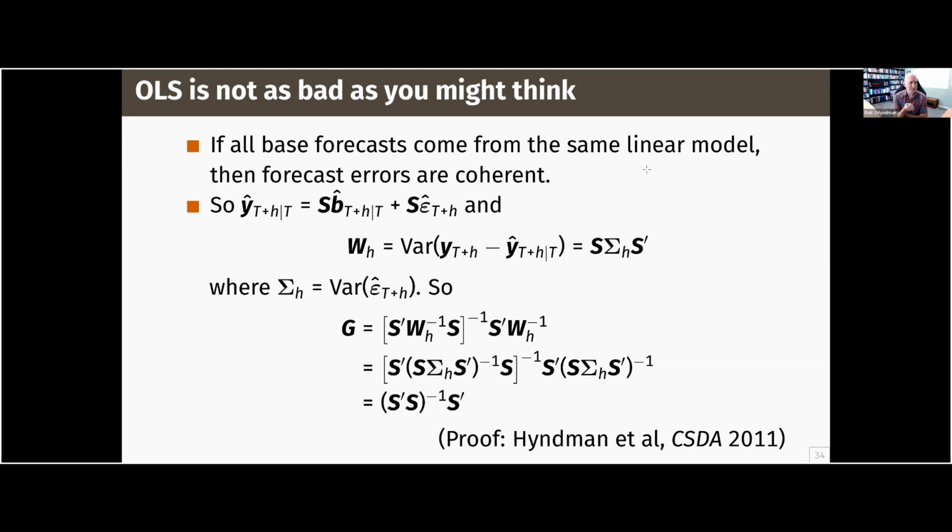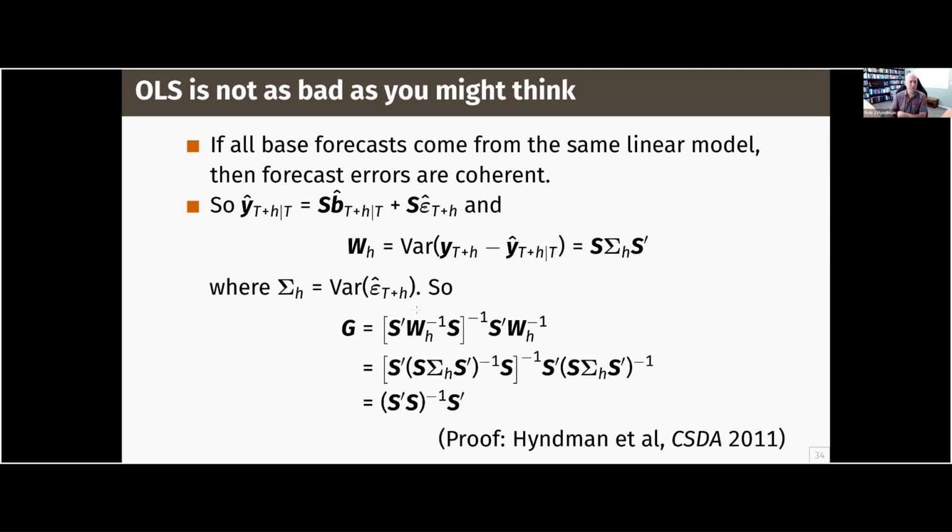If all of the base forecasts came from the same linear model, so suppose you just used a regression model for everything, or you used an AR2 model for everything with the same coefficients, or any autoregressive model with the same coefficients, then the forecast errors are going to be coherent because you're using the same model. And then you can write down y hat is equal to S times B hat plus S times epsilon, and you're going to be able to work out the covariance matrix of that, and the WH is going to be equal to S times the bottom level covariance times S prime. And then when you work out what G is, everything starts cancelling out and you end up with an OLS solution, like magic.